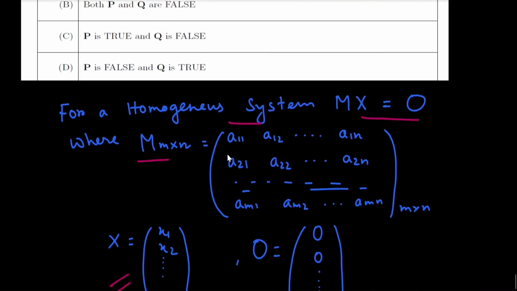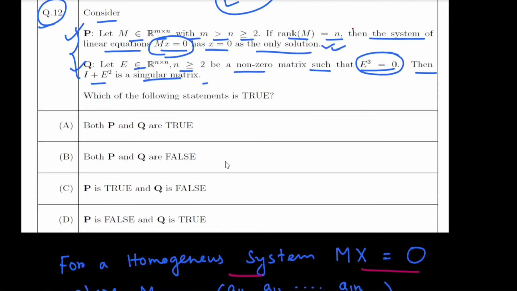And here it is clearly given that the rank of M is equal to n, which means the system Mx = 0 has a unique solution, and x = 0 is the only solution. So statement P is a true statement.